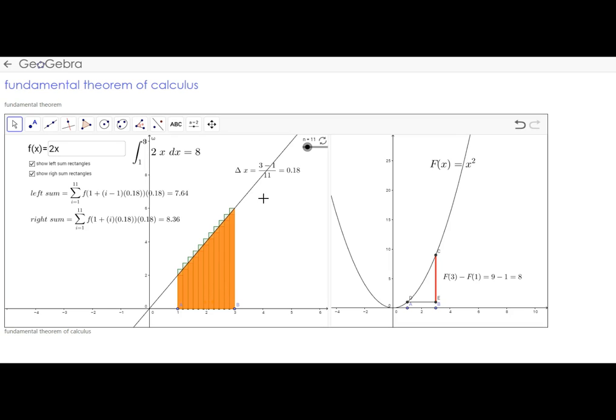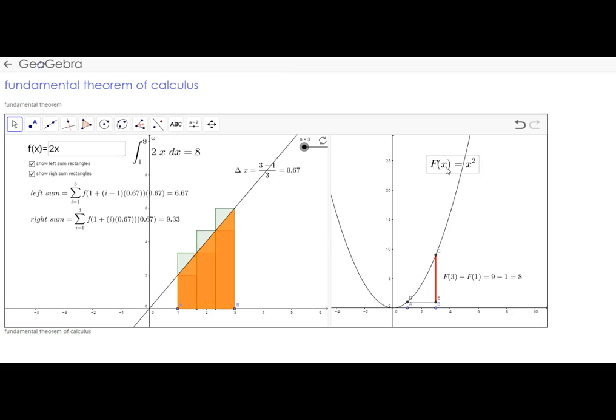Now, this box up here gives us the width of each strip. This little slider over here varies the number of rectangles, so we go from 1, I think you can go right up to 62, just to increase the accuracy, but we're not going to be worried too much about that. So that's the left-hand side of the screen.